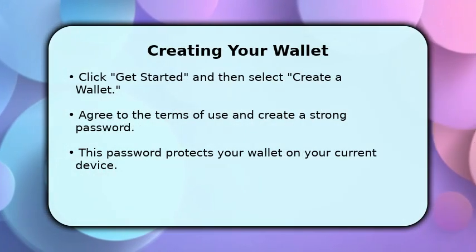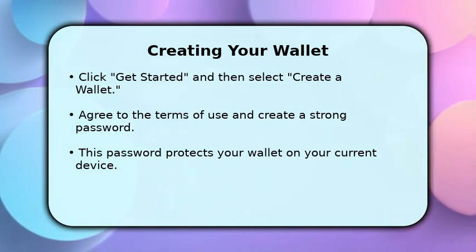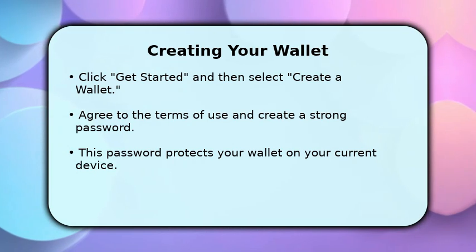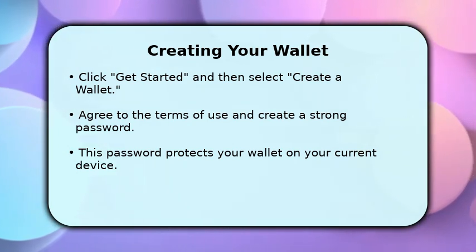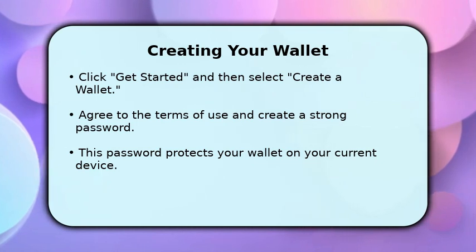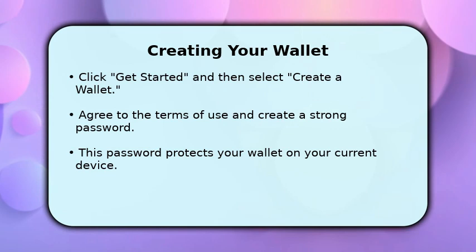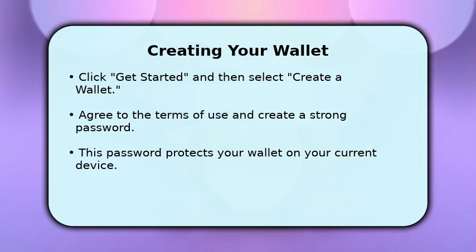Once the extension is installed, click on the MetaMask icon in your browser. You will see a welcome screen. Click Get Started. Next, choose Create a Wallet. You will then be prompted to agree to the terms of use. After reviewing, create a robust password. This password is vital for accessing your wallet on this specific device, so make it unique and memorable.